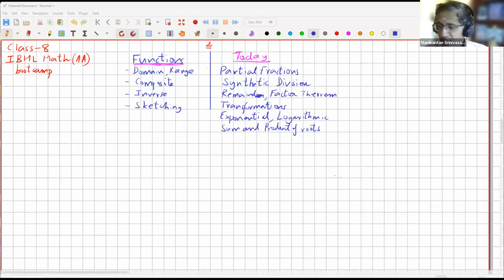So we started off functions yesterday. Just to quickly recap what all we did. We went over what domain and range is. Range is always a bit of a pain to calculate. That's how it is. But domain is fairly easy.